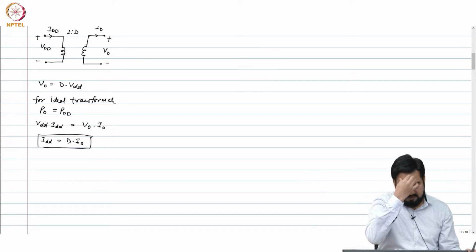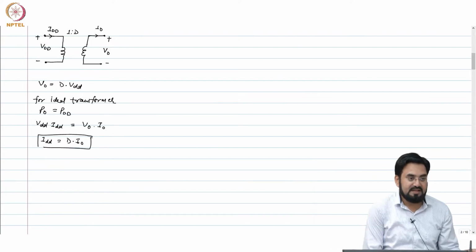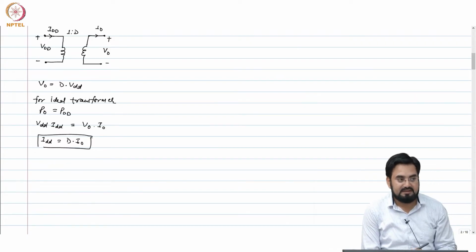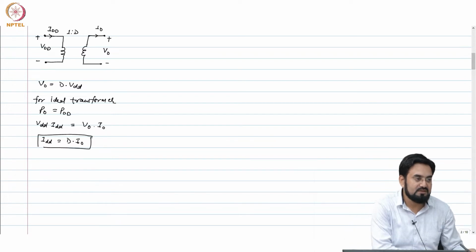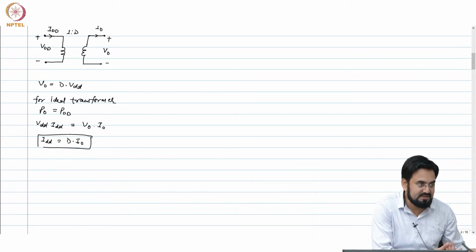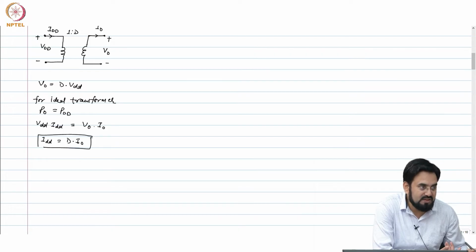Okay. So, your output voltage is multiplied by the duty cycle, but when you look at the current, the input current is the load current, which is your output, multiplied by D, and D is mostly less than 1. So, input current will always be less than load current, and that is how you get very high efficiency.